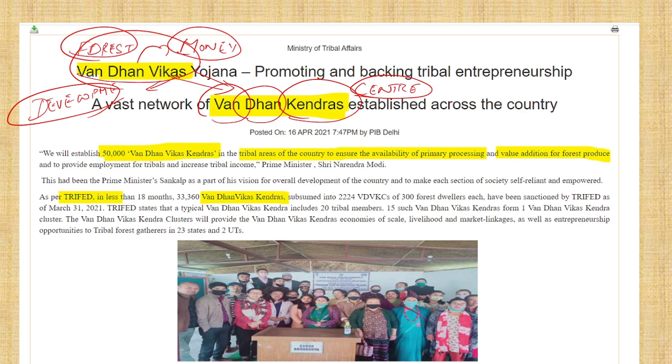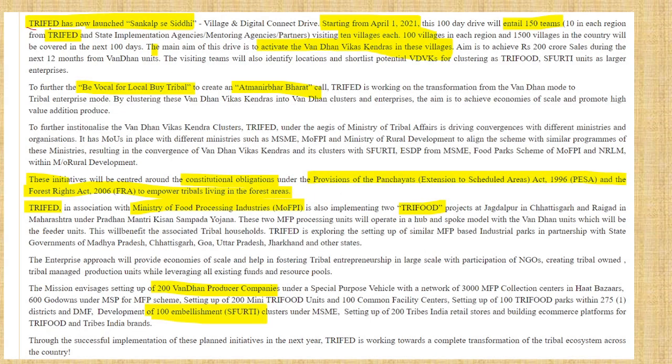Kendra means center. Van Dhan Kendra. So forest wealth development through Van Dhan Kendra. So you are taking the development or the wealth of forest and using them in this center by improving the marketing of all these products. Who does this? Trifed. So Trifed has launched this because of Sankalp Se Siddhi. They have launched this digital connectivity. That is what I'm saying, digital connect.